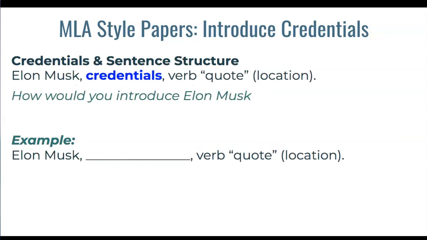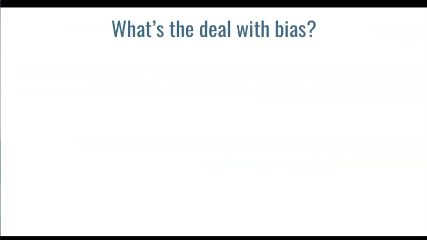So for instance, if I was writing about Elon Musk, I could do this with just a set of commas and his credentials here. And then I would have my verb and then the quote, and then page number, paragraph number, for instance. So many ways to introduce Elon Musk. You could call him an entrepreneur. You could call him the founder and owner of SpaceX. You could call him the founder of Tesla. So many ways you might introduce him.